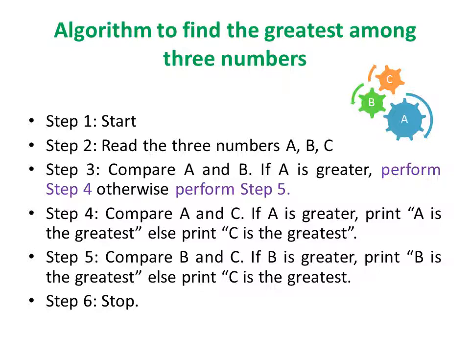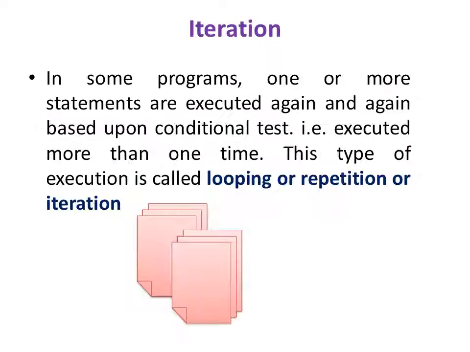Then if the condition is false in step number 3, we can skip step number 4 and move on to step number 5. And here I am comparing B with C. And if B is greater, we can print B is the greatest, otherwise we can print C is the greatest. So here nested conditions appear in the selection statement.